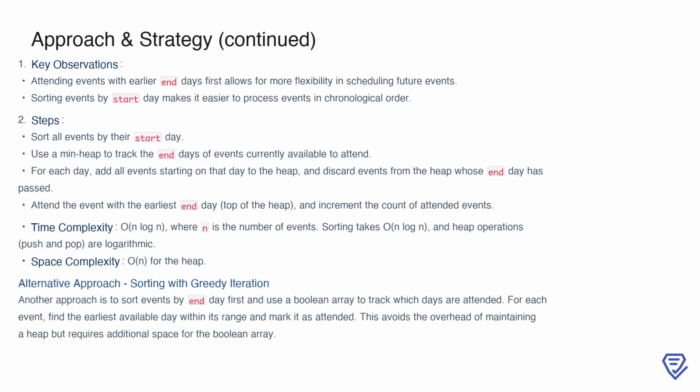Alternatively, we could also use a greedy iteration approach by sorting events by their end day and tracking attended days with a Boolean array. While this avoids the overhead of maintaining a heap, it comes with its own drawbacks, such as requiring additional space to manage the Boolean array.